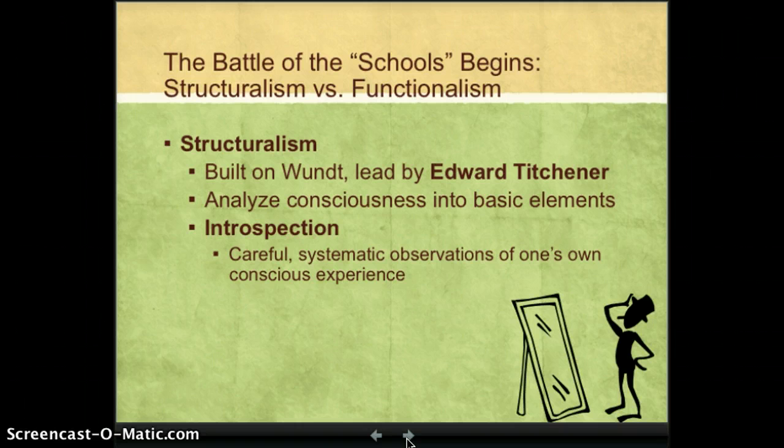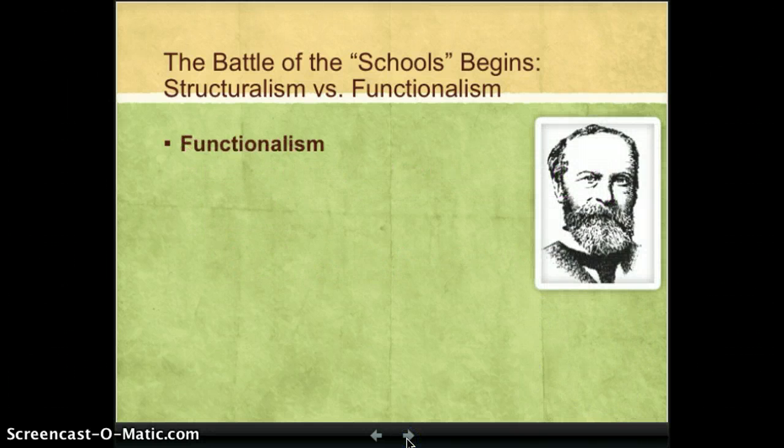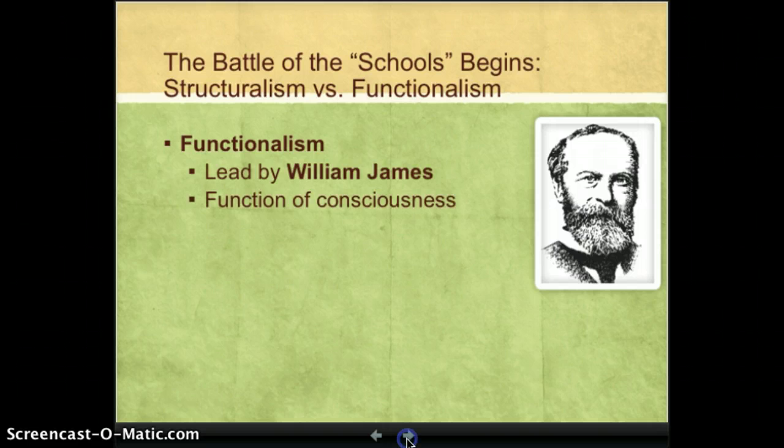Now, at the same time that structuralism was trying to define psychology one way, shortly after, functionalism decided to focus in a slightly different direction. Functionalism was led by a man named William James, and he believed that instead of looking at the little bits and pieces of consciousness, he thought we should focus on the big picture, the forest instead of the trees. So he looked at the function of consciousness. What does it do? What does this awareness do?